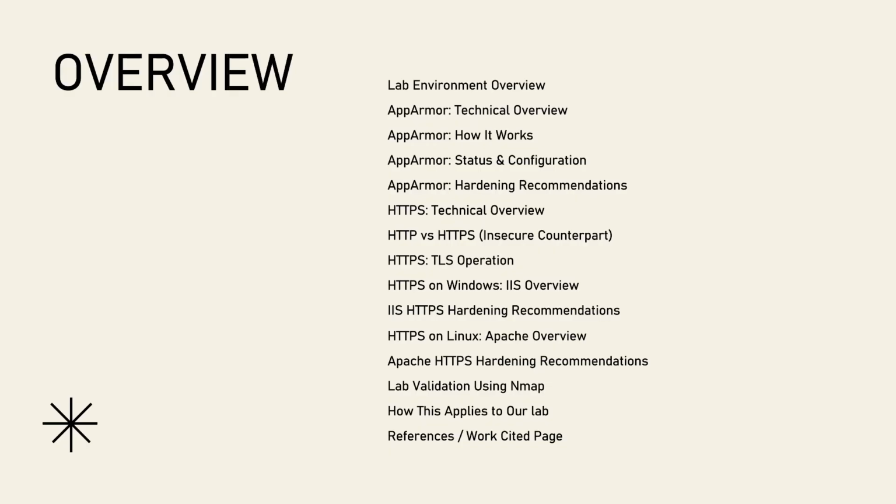Here's a quick overview of what this presentation will be talking about. Lab environment overview, AppArmor technical overview, AppArmor how it works, AppArmor status and configuration, AppArmor hardening recommendations, HTTPS technical overview, HTTP versus HTTPS and its secure counterpart, HTTPS TLS operation, HTTPS on Windows IIS overview, IIS HTTPS hardening recommendations, HTTPS on Linux Apache overview, Apache HTTPS hardening recommendations, lab validation using Nmap, how this applies to our lab, and our references and works cited page.